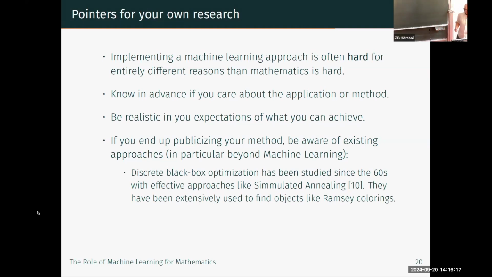So for example, if you're essentially doing discrete black box optimization, which some of the results in the first section were about, this has been very effectively done since the 60s. Yeah, so there are many methods, and your first approach, if you're looking at a problem like this, should probably be to use one of these methods. Do not immediately go to a machine learning approach unless you have a very good reason to do so, because it's definitely not the simpler approach.